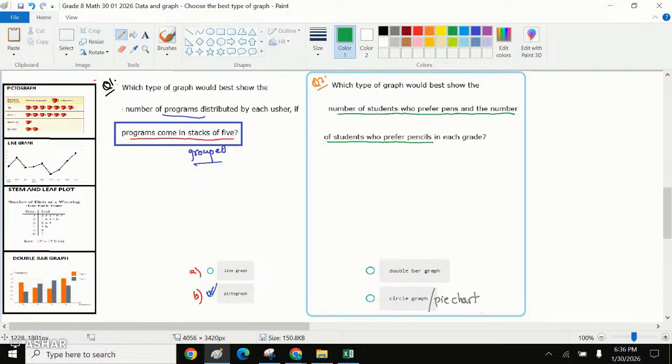Can we see that we are comparing two quantities over here, right? We are not talking about their share. They have not given us the number of students. If they had given us the number of students who prefer pencils and the number who prefer pens, then maybe a pie chart could have been used. But they have not given us the values. They just want us to show which graph would be the best of these options. Can we use a pictograph? Can I have the answer to this question?